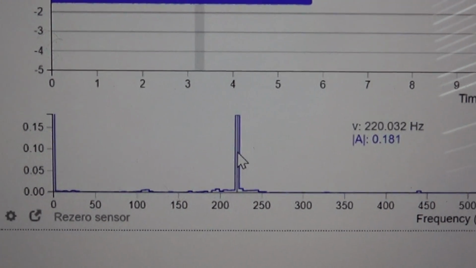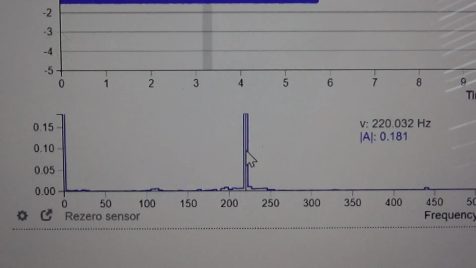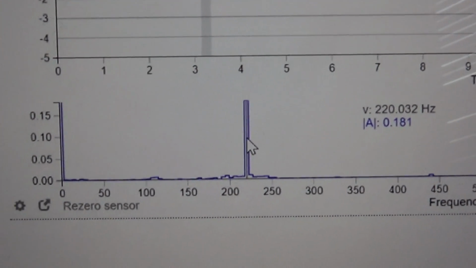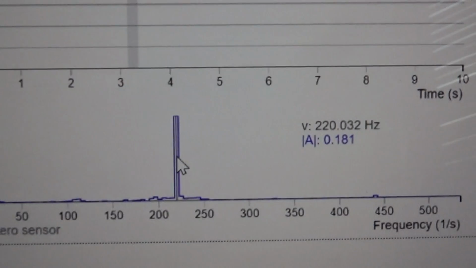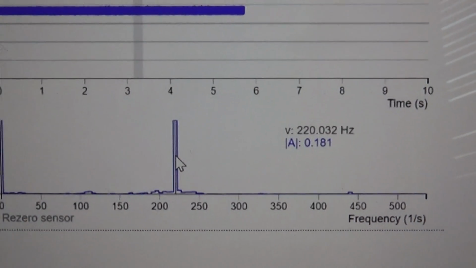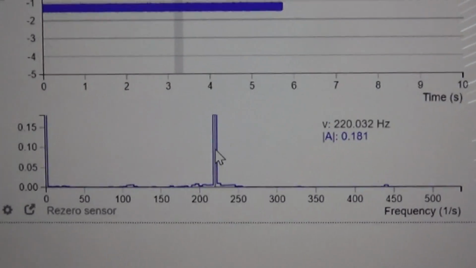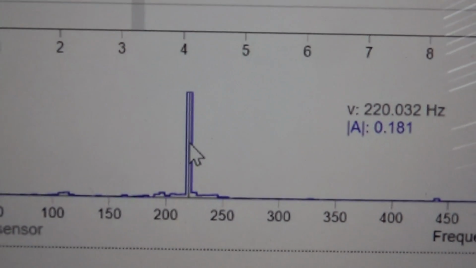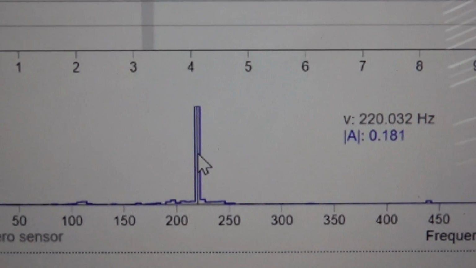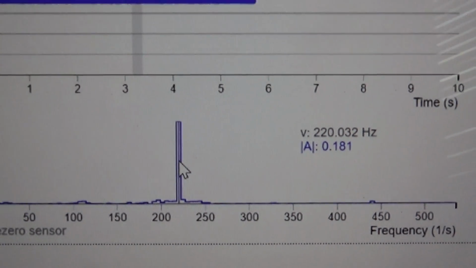So you would then put the black line centered onto that peak, and you see the V says 220.032 hertz. That's the frequency. I don't know why it's a V. It might be trying to make a Greek letter nu, which sometimes looks like a V and is sometimes used for frequency. But that's your frequency, where it says V colon, then 220.032 hertz, and the Hz gives away hertz as a frequency unit.